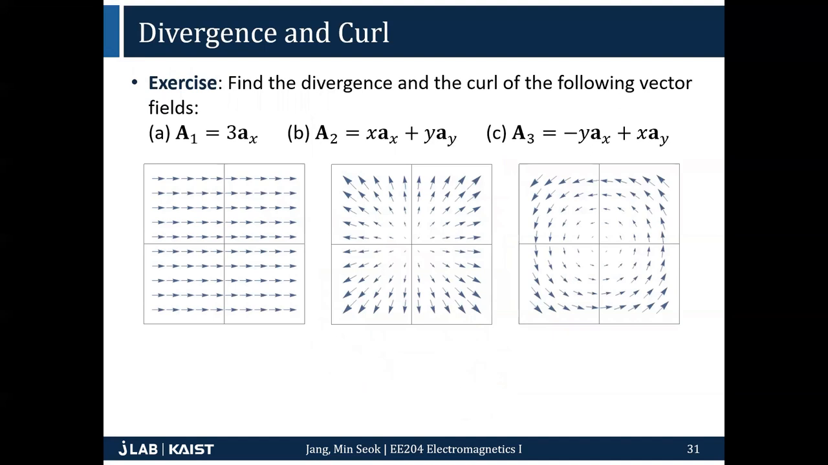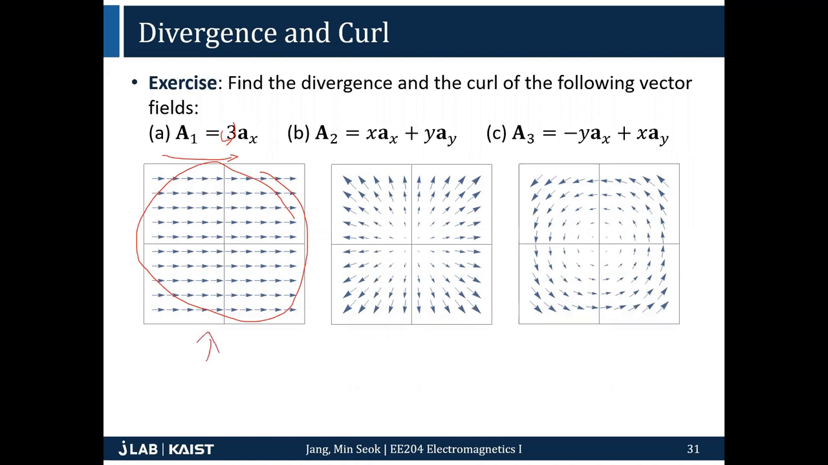So this is an exercise of getting divergence and curl. I'm not going to give you 3 minutes, but let's try to do it right now. The first field A1 is 3AX, which means at every position the vector has the same direction, the AX direction, and the same magnitude. So what would be the curl and divergence of this case?